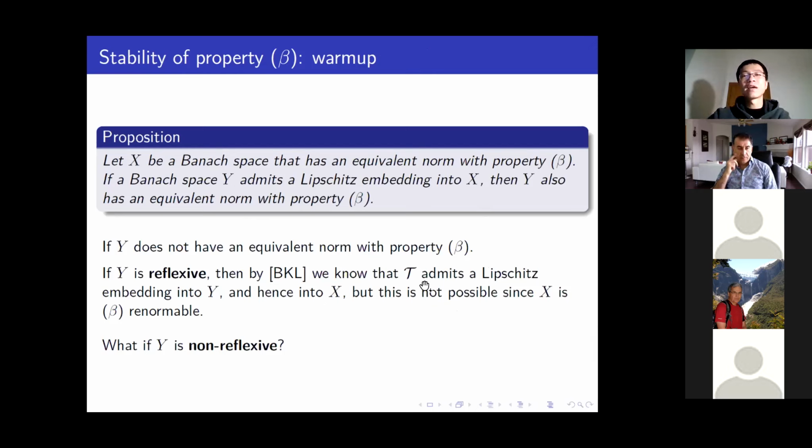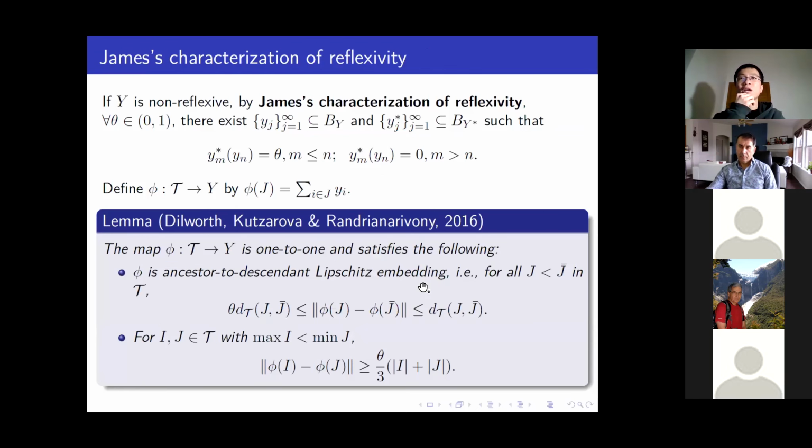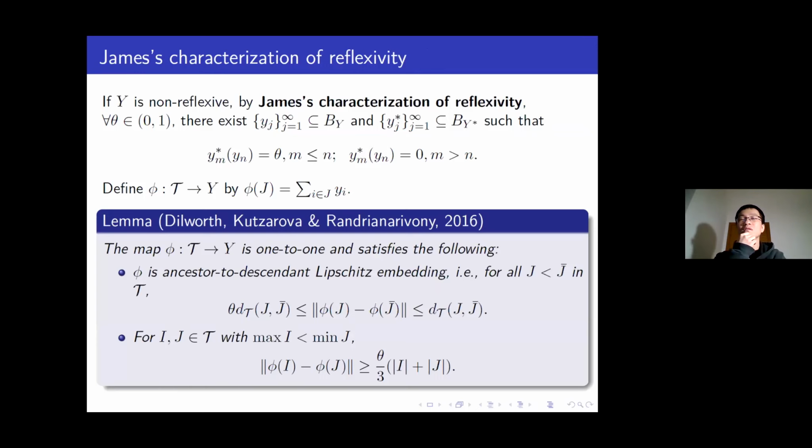How can we do that in this case? For the non-reflexive case, we can apply the James characterization of reflexivity. And I think this is a well-known characterization that you can find in any textbook in functional analysis. So if Y is non-reflexive, then for every theta between 0 and 1, you can find two sequences. The first one, y_j, is in the unit ball of Y. The other, y_j star, is in the unit ball of the dual space of Y, so that y_m star of y_n is equal to theta for m less or equal than n, and when m is larger than n, the quantity is 0.